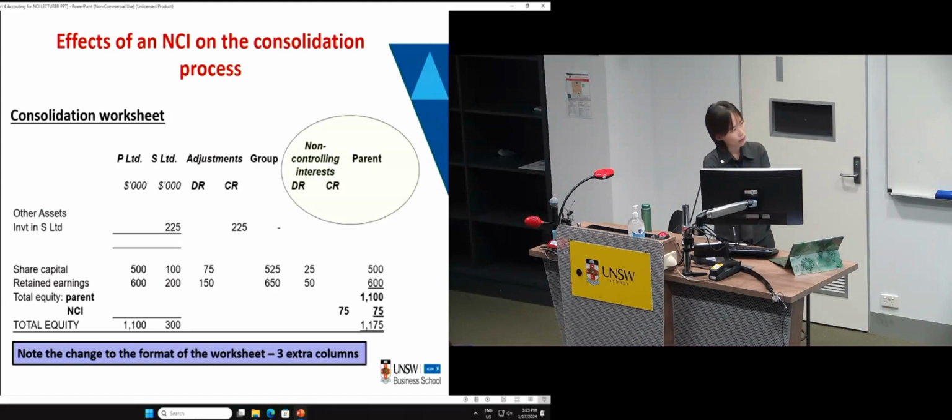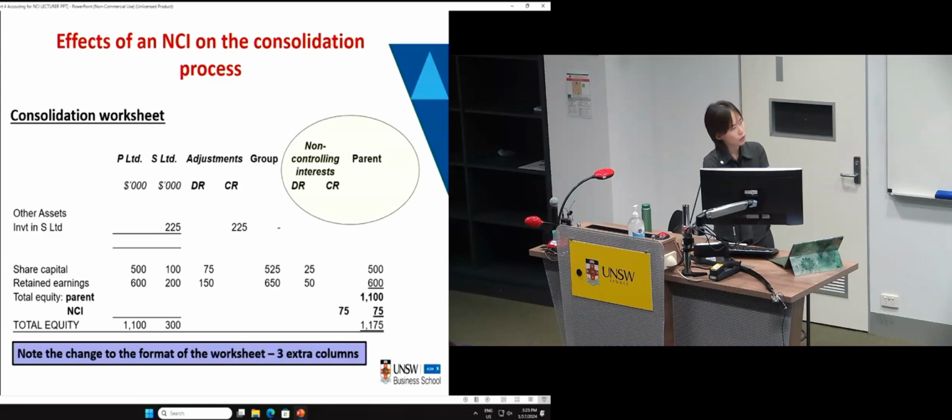But when you record the NCI entry, now this is allocation. You allocate the subsidiary's pre-acquisition equity balance proportionally to NCI. So NCI, as an equity account, should have a credit balance, right? So we credit NCI. Why does NCI increase here? Because we allocate 25% of the subsidiary's pre-acquisition equity balance to the NCI party.